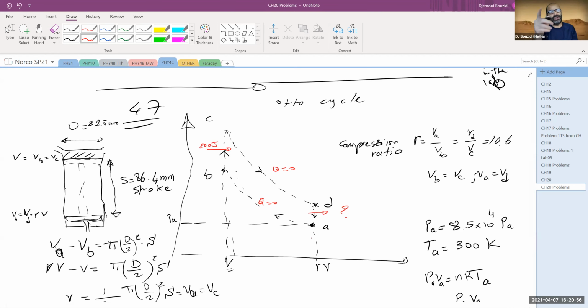And the work is the green zone. The work is the area that is enclosed in there. So they are telling us Q hot is equal to 200 joules, because there is no heat through the adiabatic processes from A to B or from C to D. There is no heat in there. Okay.